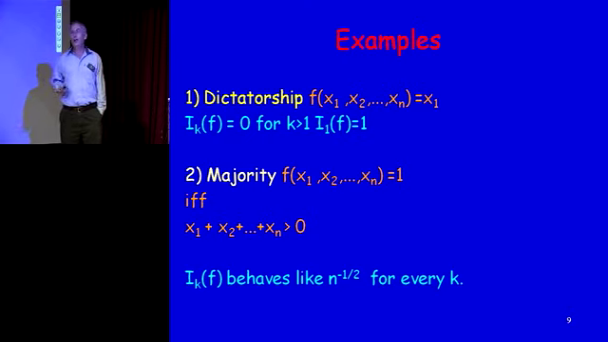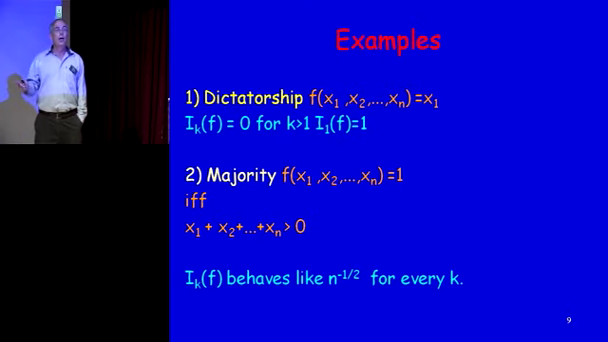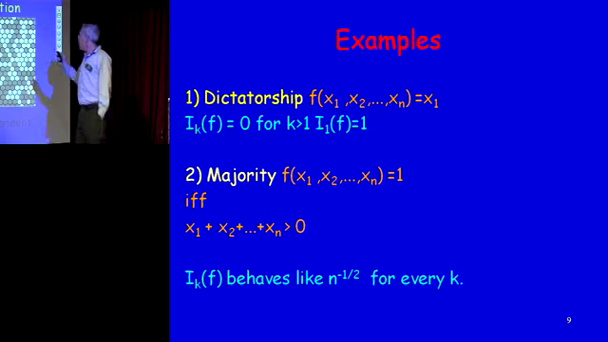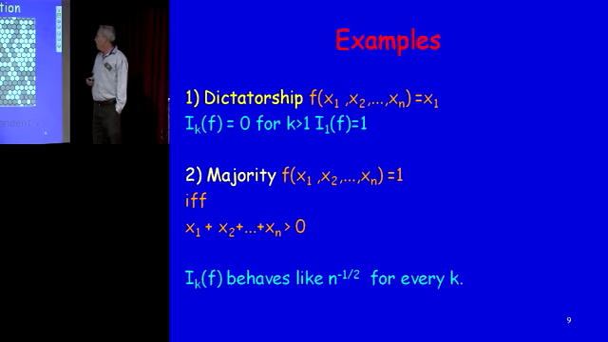If the function is the parity function, then the influence of every variable is 1. Okay, here's another example.